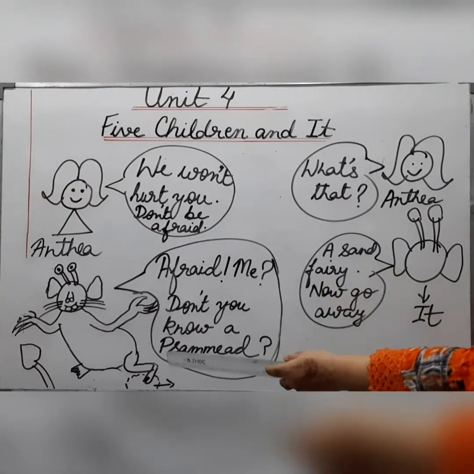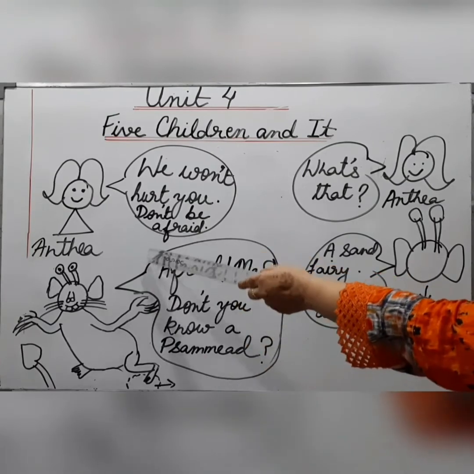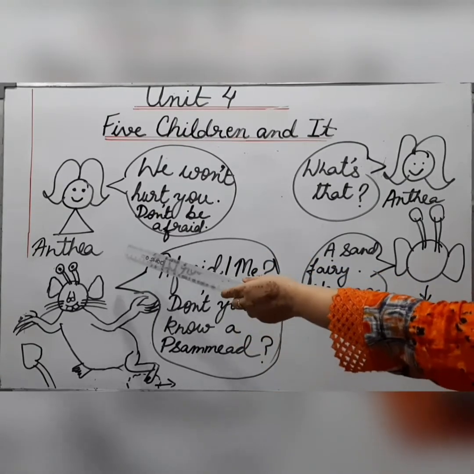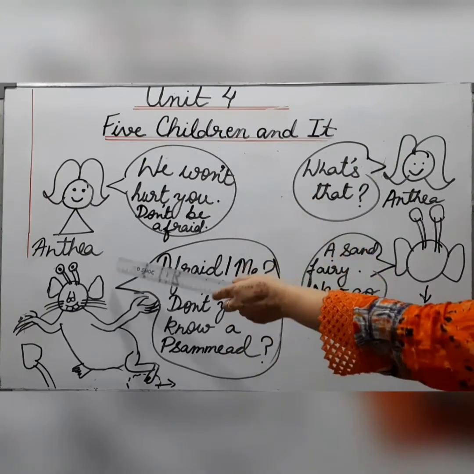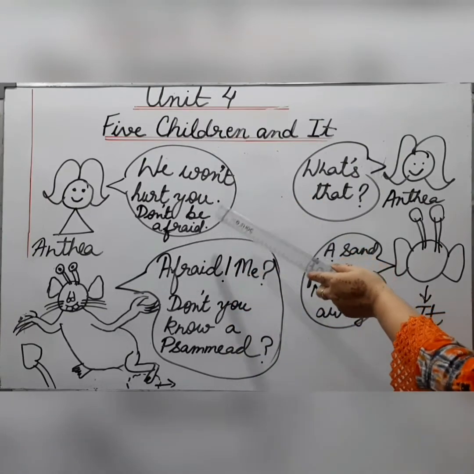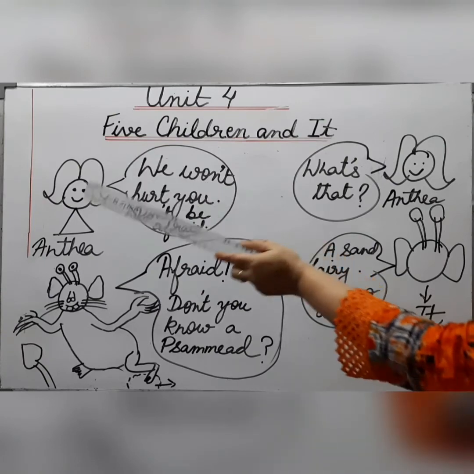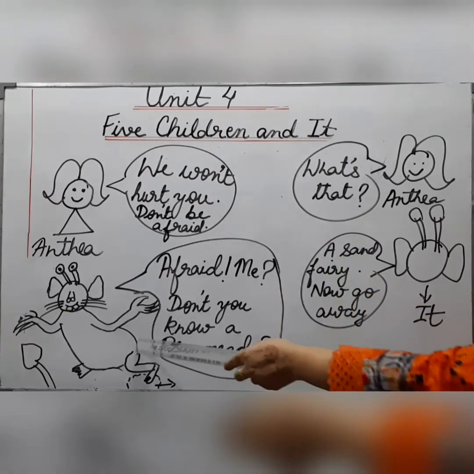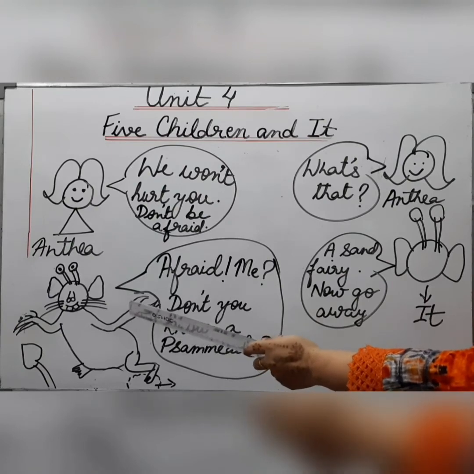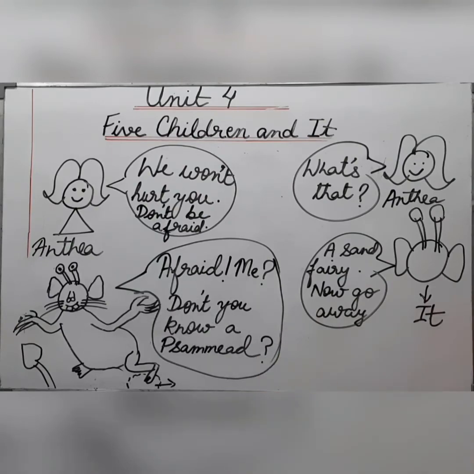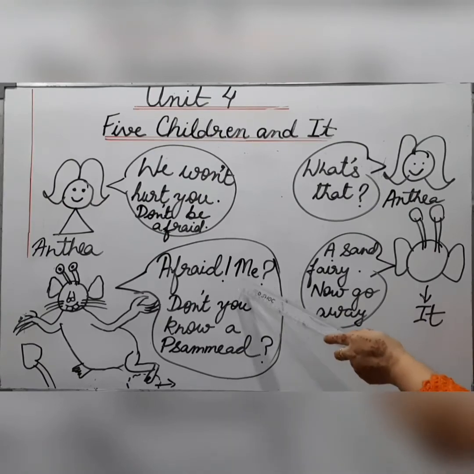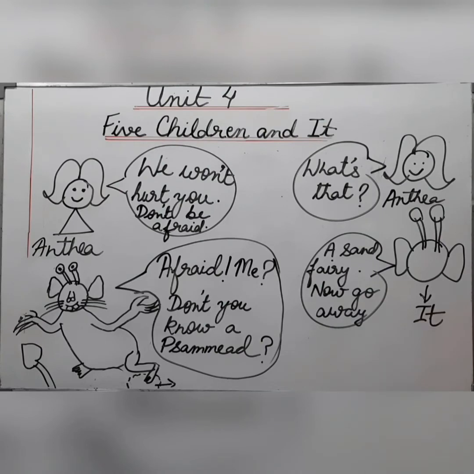So children, this creature was annoyed with Jane, and Anthea explained to him that Jane never wanted to hurt him. And she said, we won't hurt you. Don't be afraid. Now, when Anthea said, don't be afraid, again this creature was really shocked to hear this and he said, afraid? Me? After "me" you can see this question mark. We are putting this question mark to imply that he was not afraid of anything.